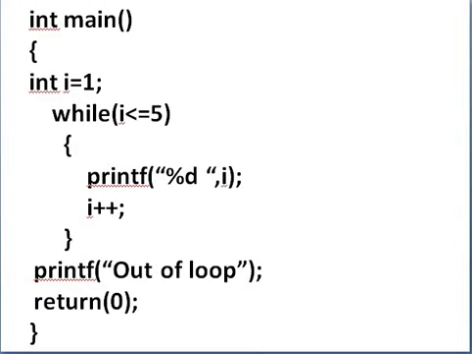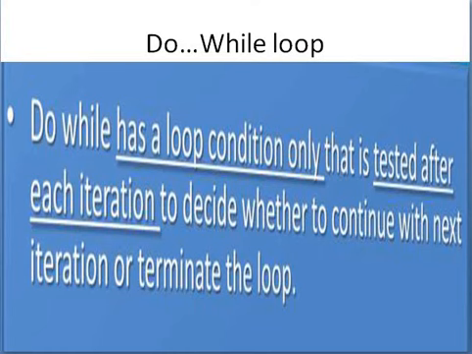Next is do while loop. Do while has a loop condition only that is tested after each iteration to decide whether to continue with the next iteration or terminate the loop.